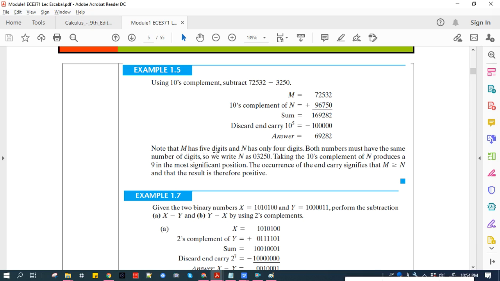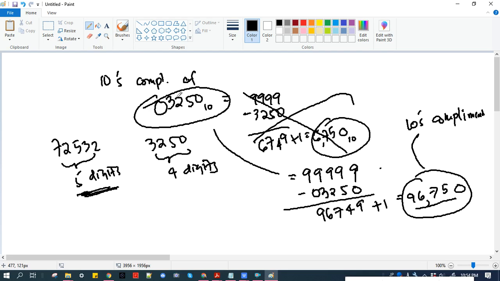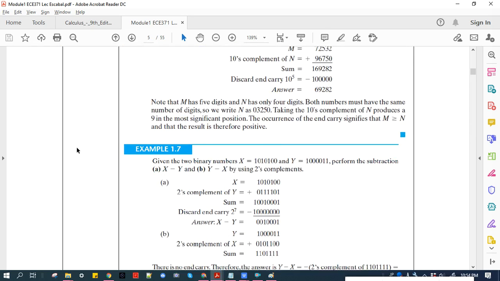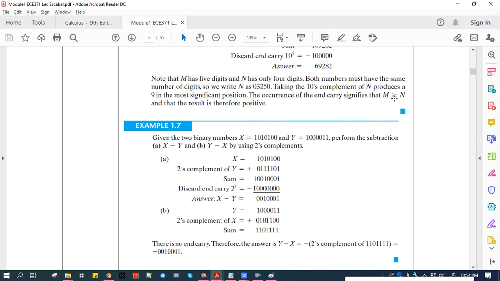Note that M has 5 digits while N has only 4 digits. Both numbers must have the same number of digits, so write N equals 03250, just like what we did here. Since M is greater than N, the result is therefore positive.